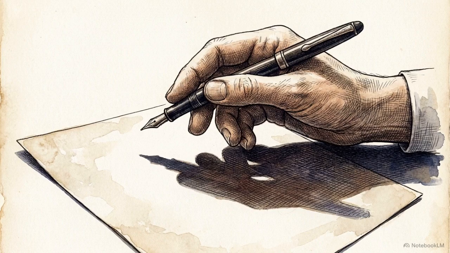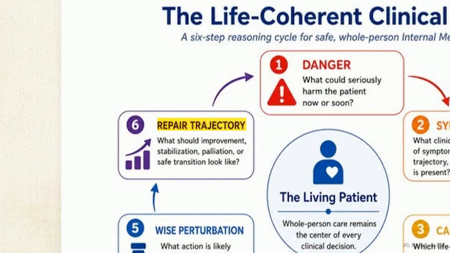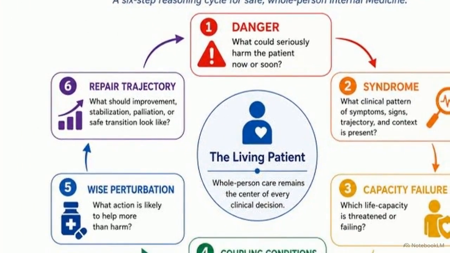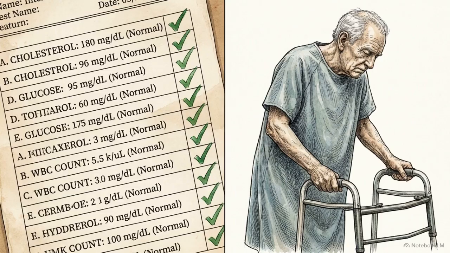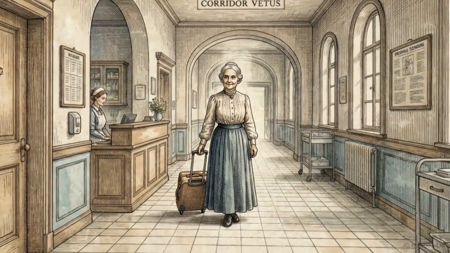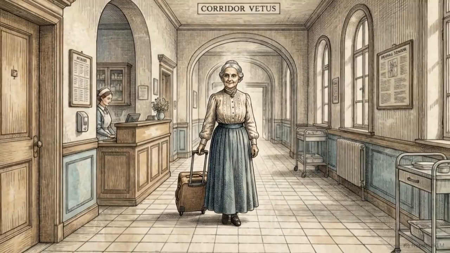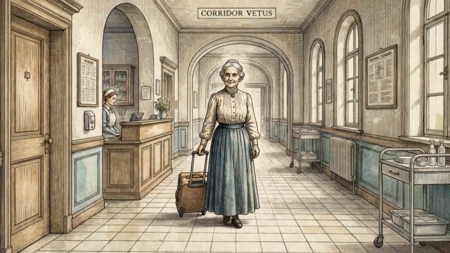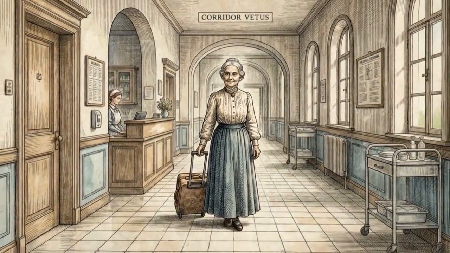The final node is step 6, repair trajectory. Effective medicine restores life. Correcting a laboratory value is only one part of that process. Improving numbers are a trap if the patient remains delirious, weak, or unable to walk safely. For our patient, the repair trajectory is defined by function: easier breathing, stabilized urine output, and the restoration of enough mobility for a safe discharge.